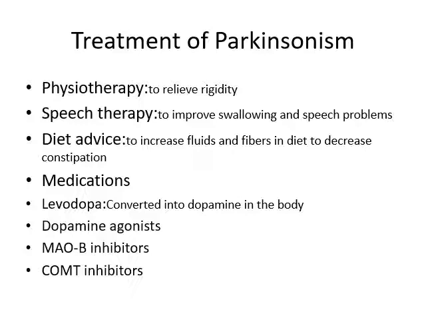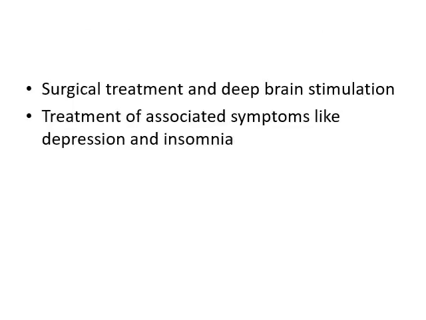The medications that we use in treatment of Parkinsonism are L-DOPA or levodopa, which is converted to dopamine in the body. We have dopamine agonists. We have MAO-B inhibitors, COMT inhibitors. Surgical treatment, mainly deep brain stimulation. And treatment of associated symptoms like depression and insomnia.